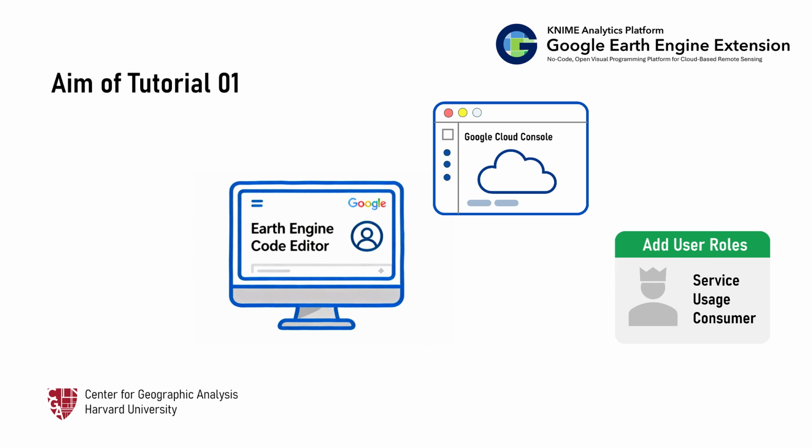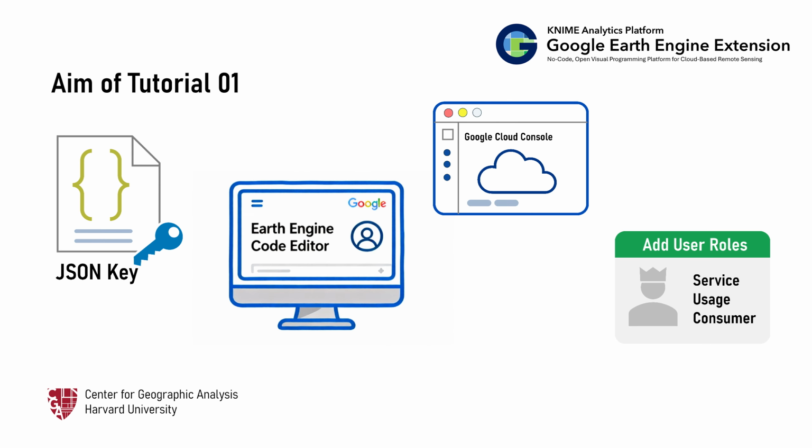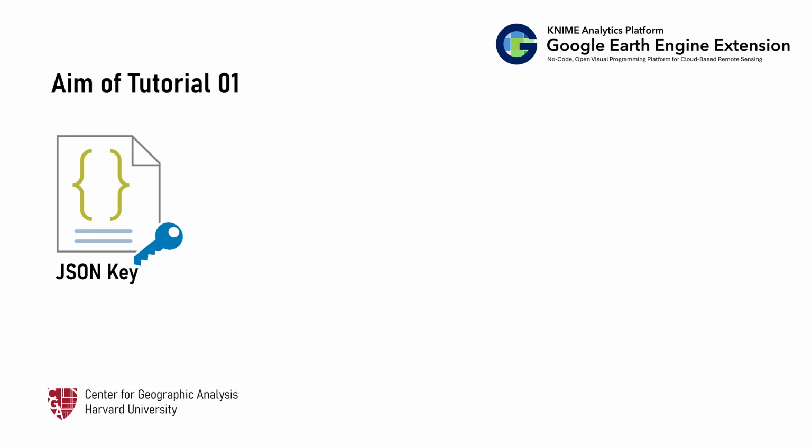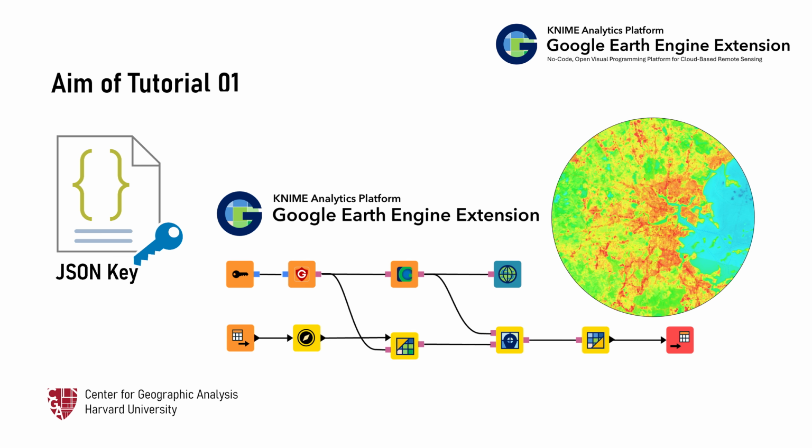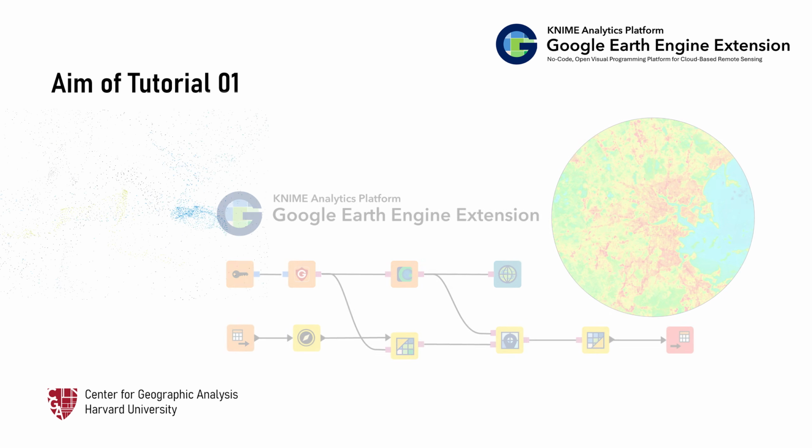Next, we add our service account, the service usage consumer role. Finally, we generate a JSON key for that service account. Think of this JSON file as the key that KNIME will use to unlock Earth Engine on your behalf.